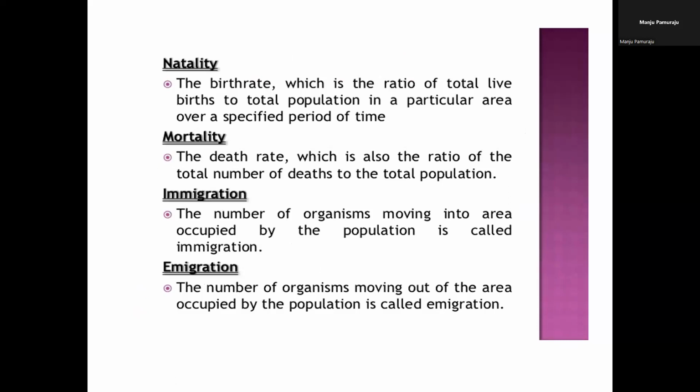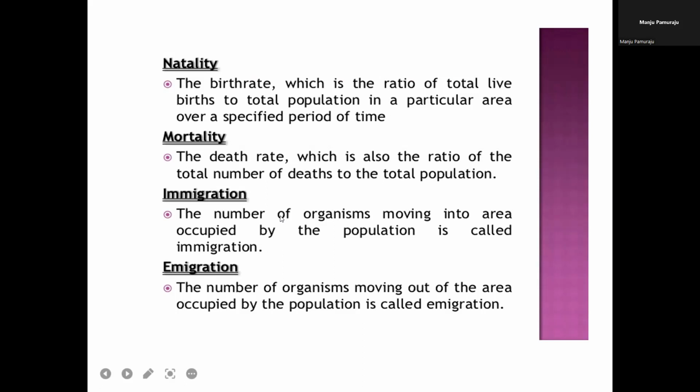The first one is the birth rate, also known as natality. The birth rate is the ratio of total live births to the total population in a particular area over a specified period of time. Whereas mortality is the death rate, which is the ratio of the total number of deaths to the total population.